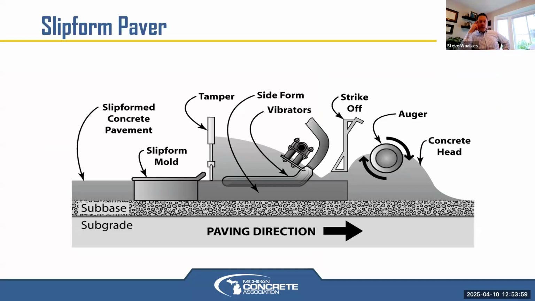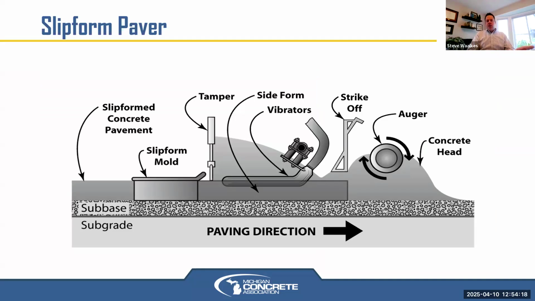Now, in regards to what slip form pavers do, they're obviously typically a heavier piece of equipment. They're paving from left to right in this photo. The concrete's being deposited on the right-hand side of the photo, and that's the head of concrete in front of it that it kind of bulldozes and pushes.